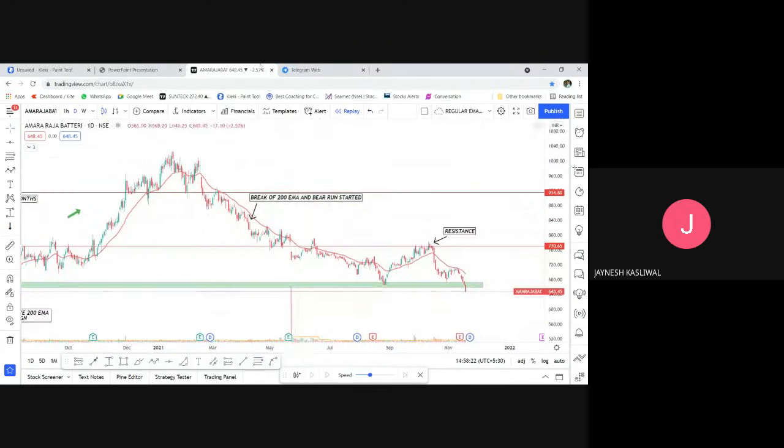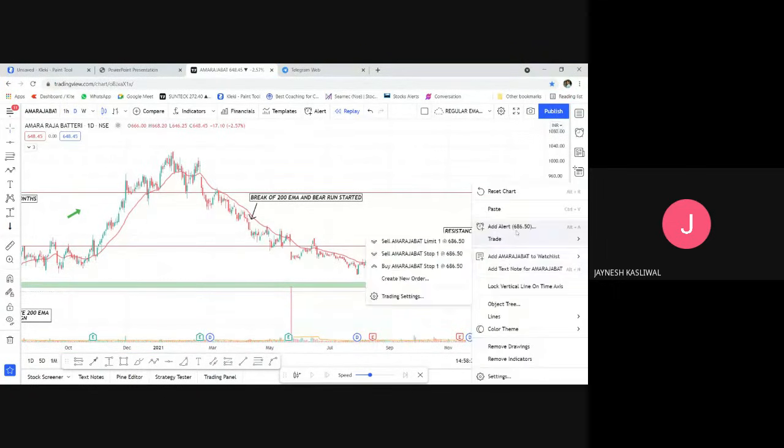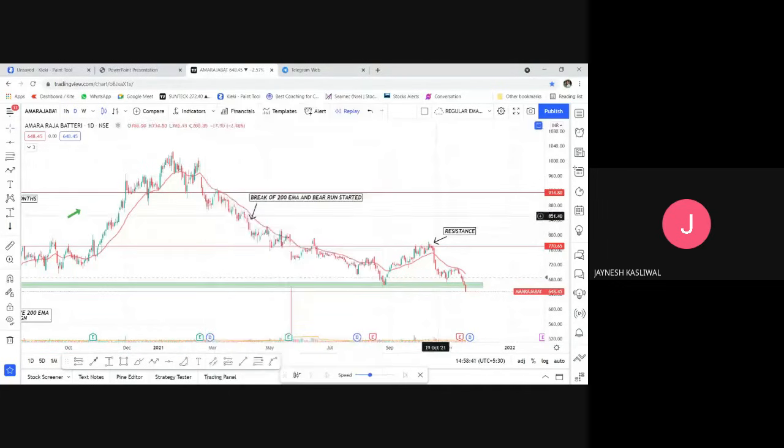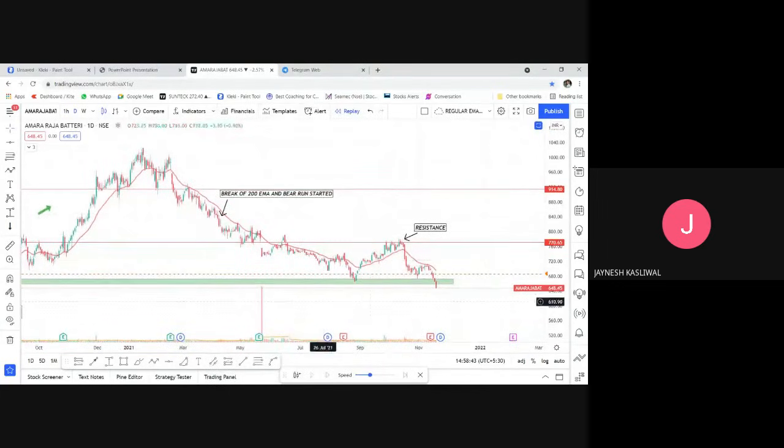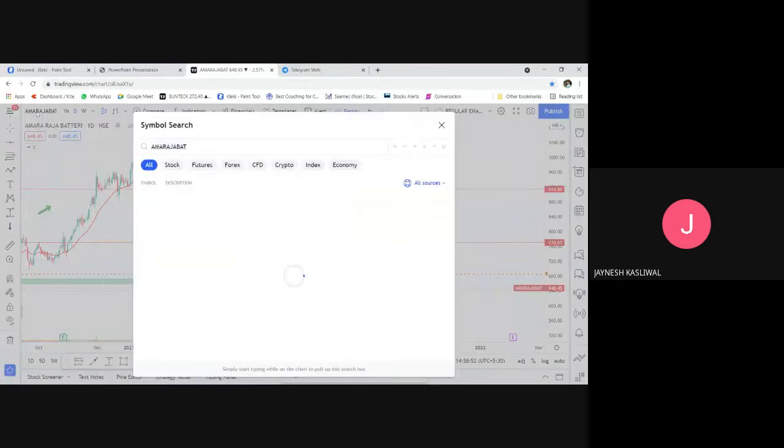If you want to play a breakdown, if you want to short sell a stock, then definitely look for a stock that is in a sideways or lower high lower low structure. So I would keep this alert to short the stock, and I would suggest my clients to short this at around 680 rupees. This is a structure that you should be avoiding. And what kind of structure should you be trading?